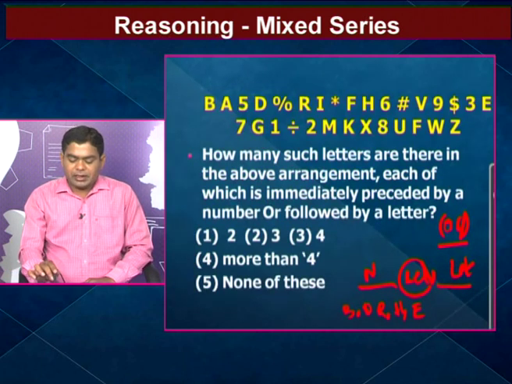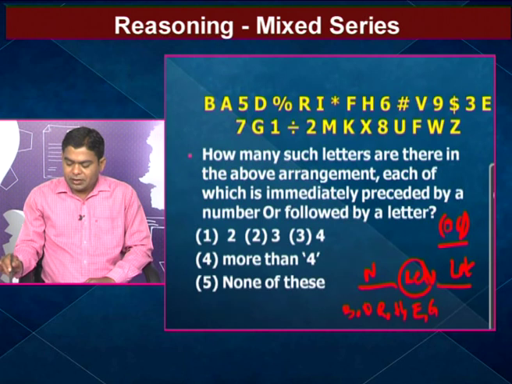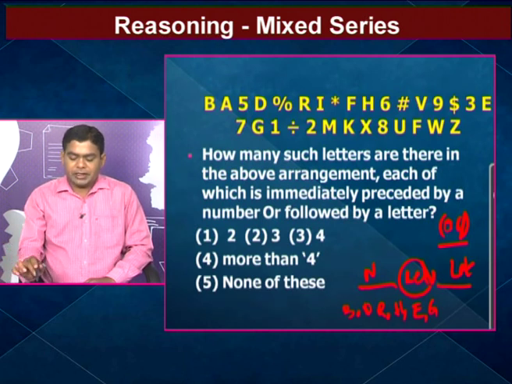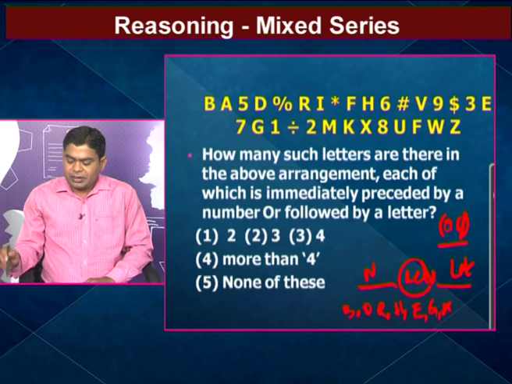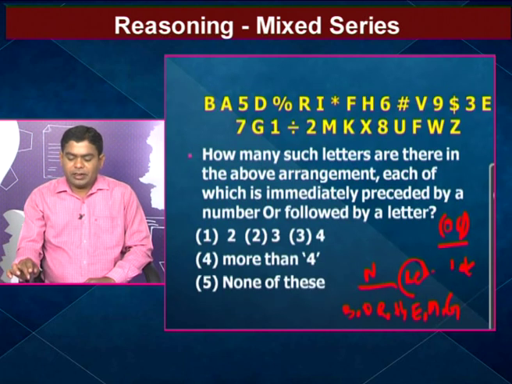After that we go to the next letter, that one is G. It must be preceded by a number or followed by a letter, but G is preceded by a number, that means this G is also counted. Next we go to the next letter, that one is M. It is preceded by a number, that's why it satisfies the condition, so we count the M also. We go to the next letter, that one is K. It is preceded by a letter, but according to our condition the letter must be preceded by a number, that means the left side is not satisfied, that's why we go to the right side.